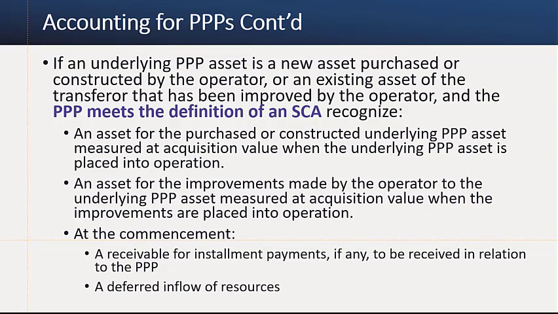Then we're going to recognize an asset for the purchased or constructed underlying PPP asset, an asset for any improvements that are made, and then a receivable for any installment payments that we're going to have, and a deferred inflow, right? So we are going to continue to recognize just like we normally would for a lease, but now we have guidance on what to do for the asset that we're going to have here. So that deferred inflow, the receivable, and how do we treat the asset that's being constructed by the operator.